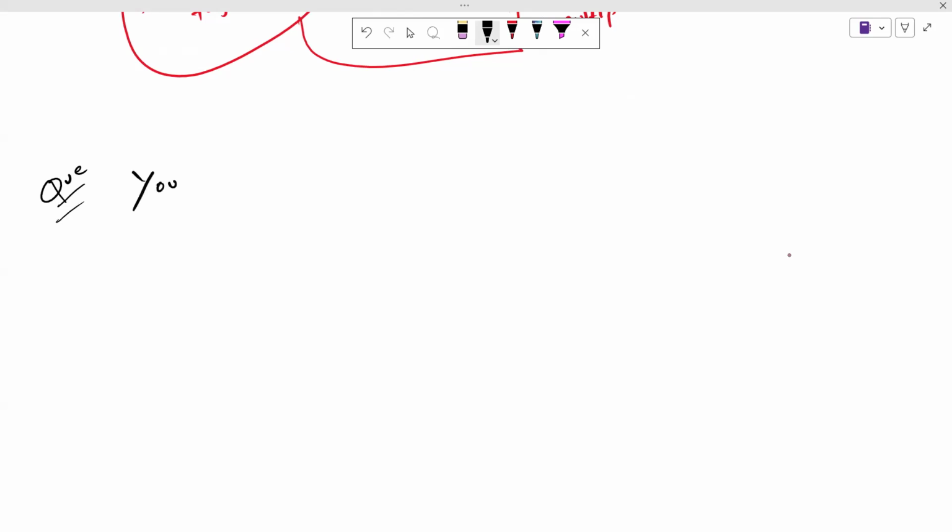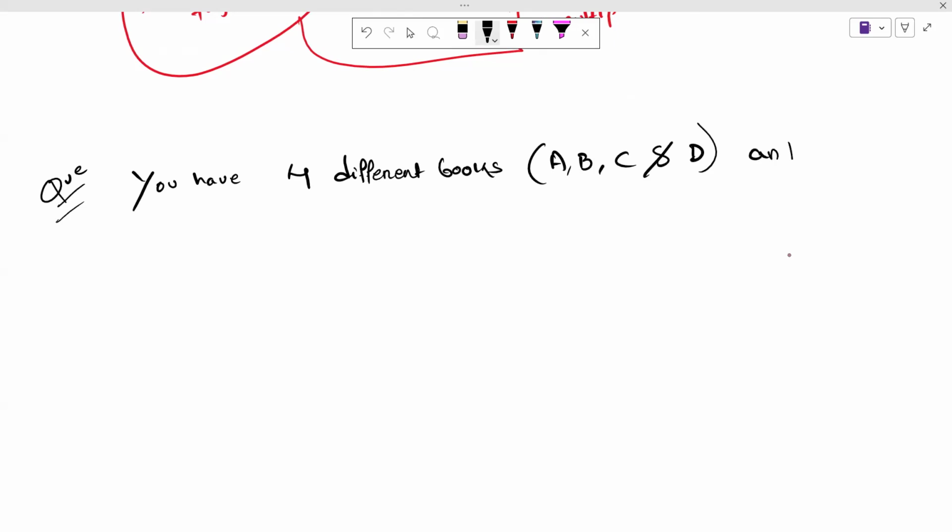You have 4 different books. One is A, B, C, and the last one is D. And 3 different bookmarks, you can say bookmark 1, 2, and 3.